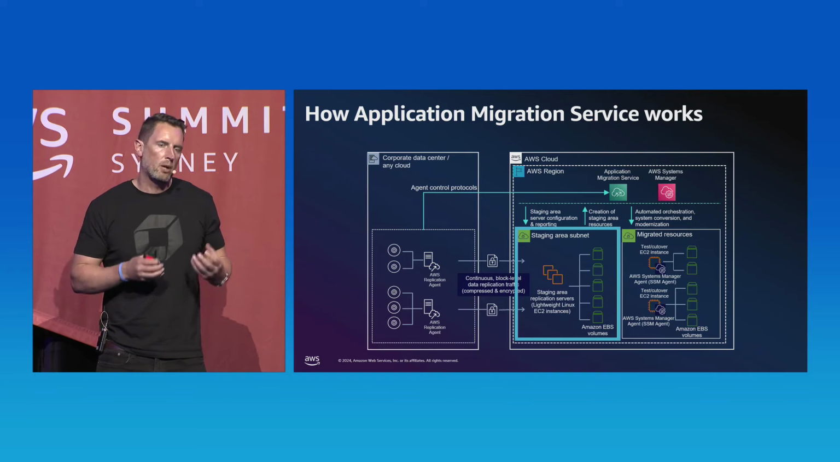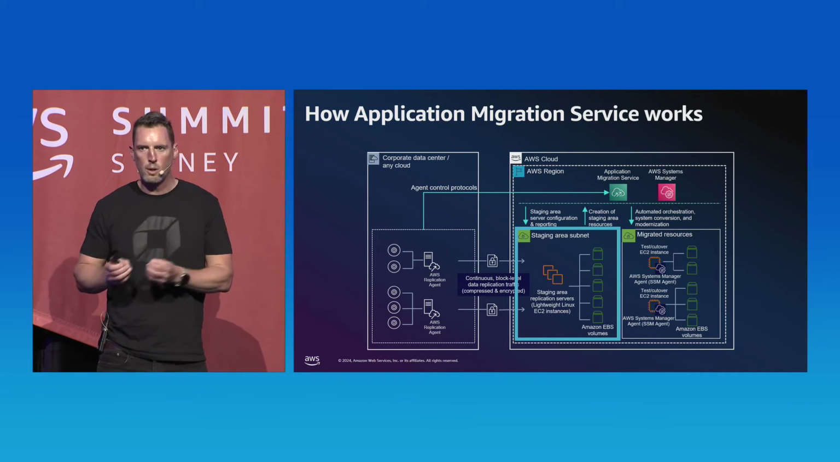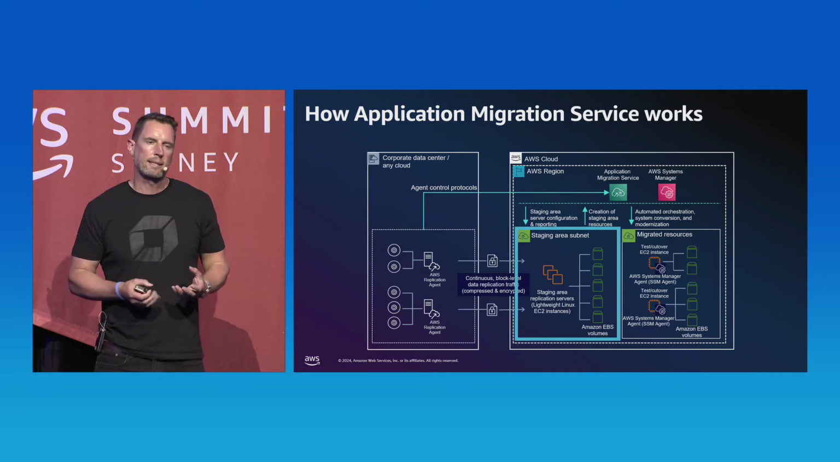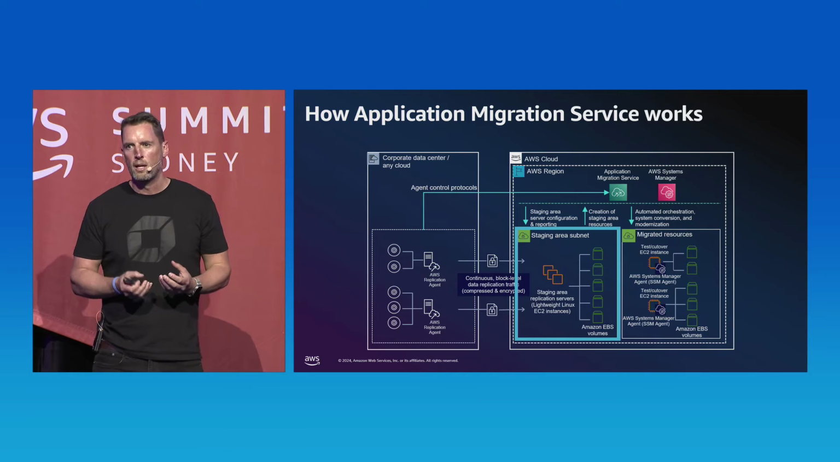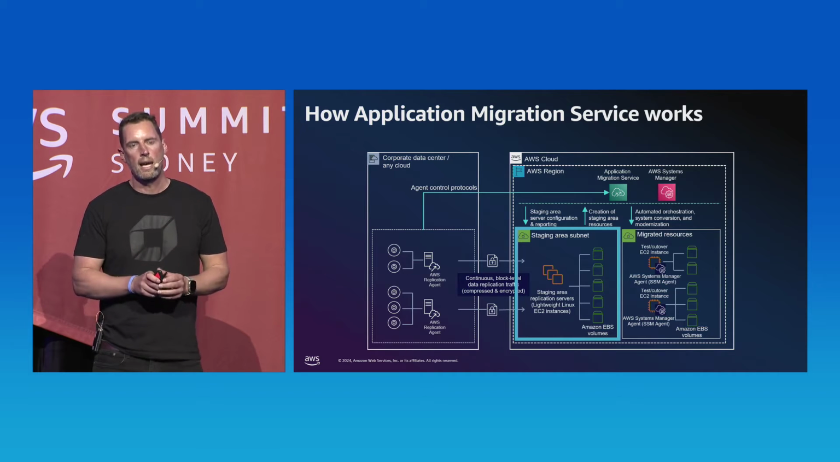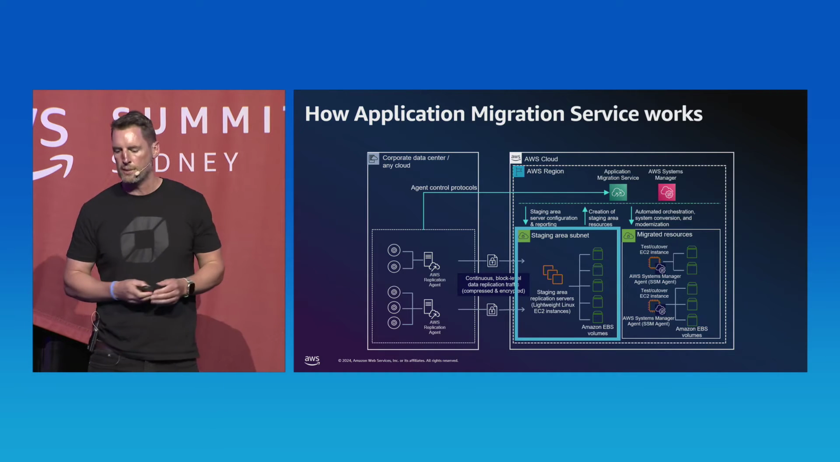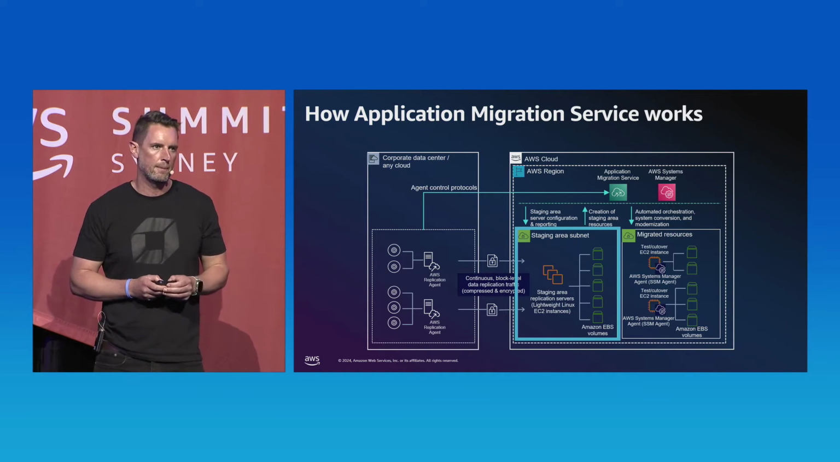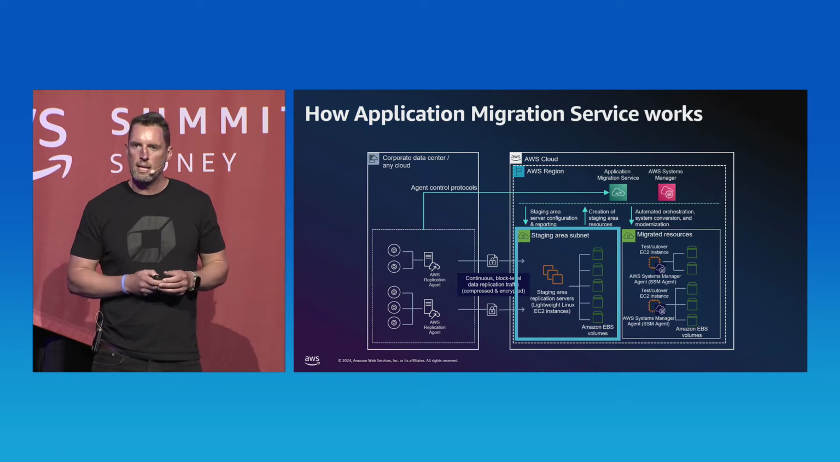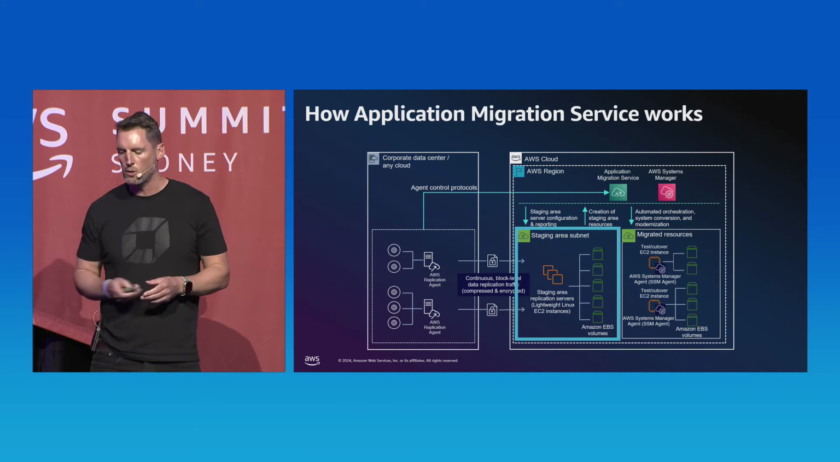The application migration service will automate and orchestrate the spinning up of lightweight EC2 instances that act as replication servers. Those replication servers receive the incoming data from those source disks and replicate it to the target EBS volumes there on the right-hand side. Once that data is synchronized, we can then proceed with our test or production cutover.